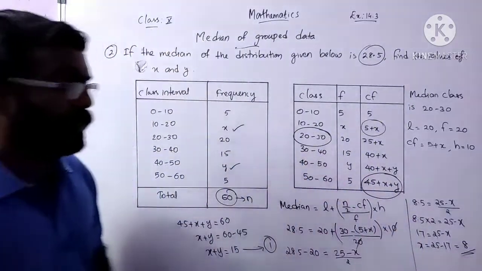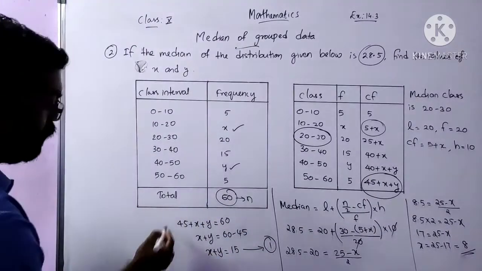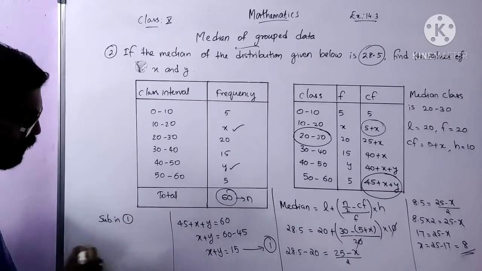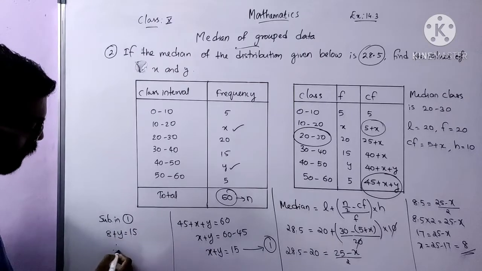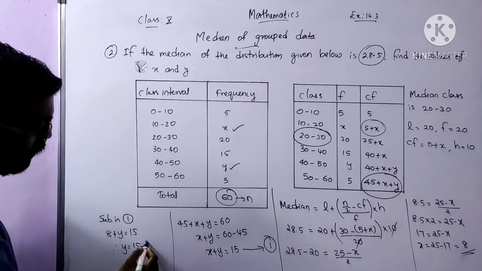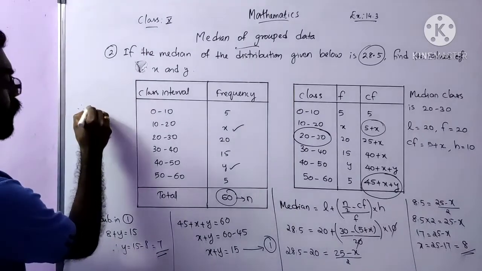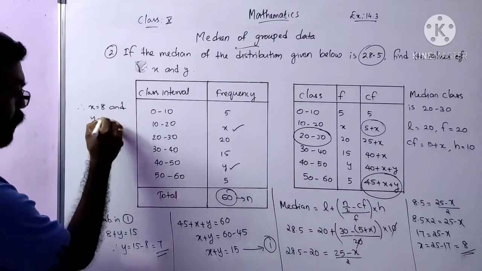So the value of x is 8. We can replace x equal to 8 in equation 1. So substitute in 1. Equation 1 implies 8 plus y equal to 15. Therefore y equal to 15 minus 8, which gives 7. Therefore x equal to 8 and y is equal to 7.